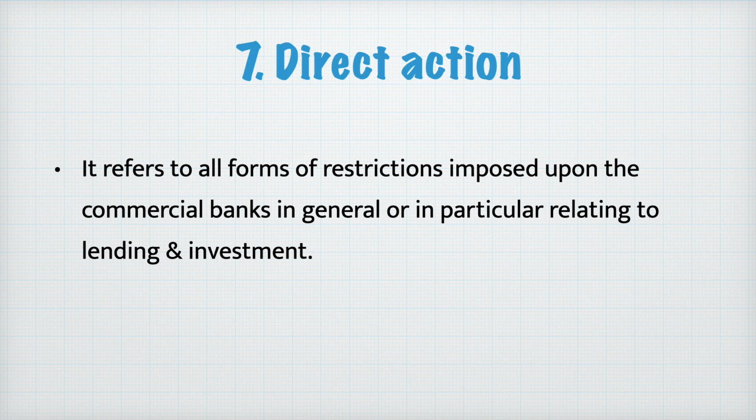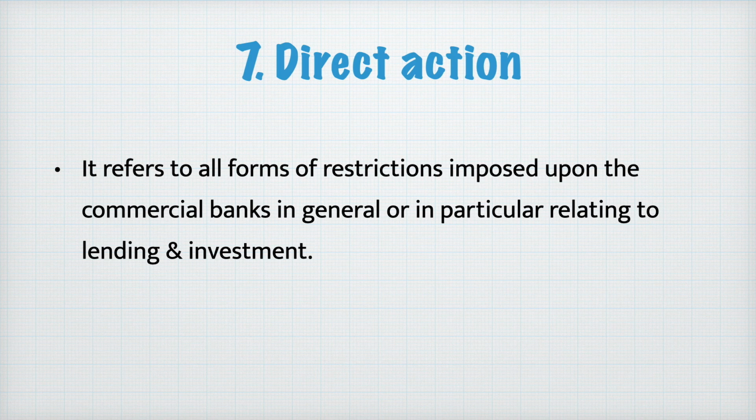The last measure, direct action. It refers to all forms of restrictions imposed upon the commercial banks in general or in particular relating to lending and investment. Now, direct action refers to the RBI not having to take any prior permission from commercial banks or any prior decision from them, right? It might take suggestions but not decisions. The final decisions are taken by the RBI and directly imposed upon whom? Commercial banks. Is that clear?